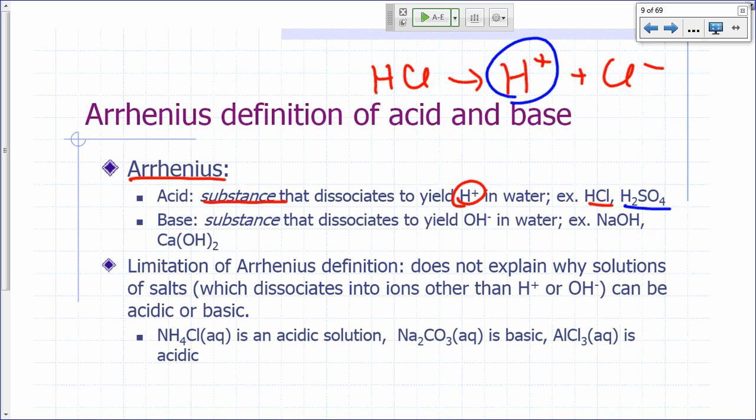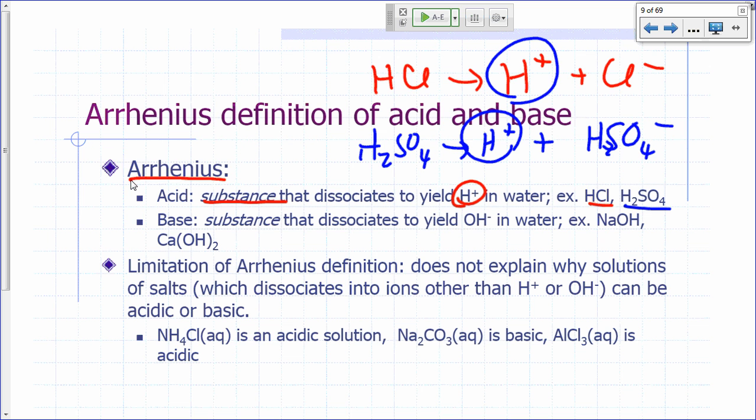Okay, same thing with sulfuric acid. What does it do in water? It can give you H plus plus HSO4 negative. So your sulfuric acid is also an acid according to the Arrhenius definition. That's a substance that yields H plus in water, by dissociating. What does dissociate mean? The opposite of associate is dissociate. So that means to break apart.